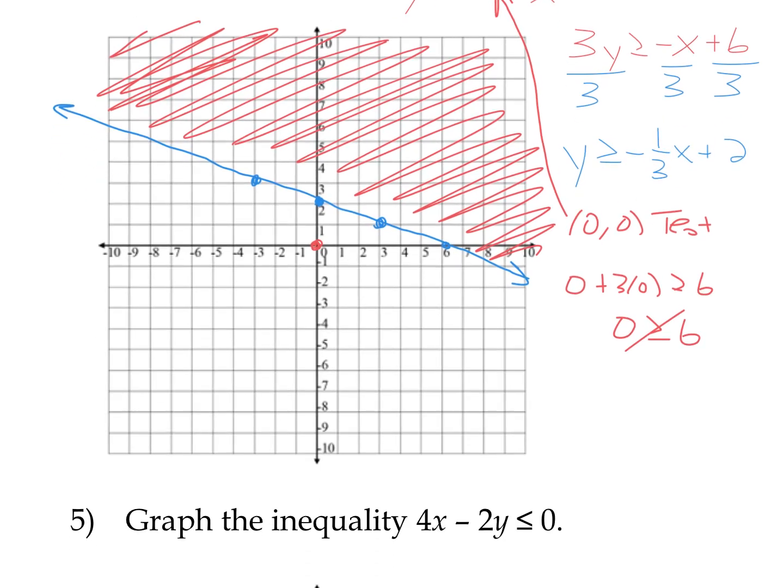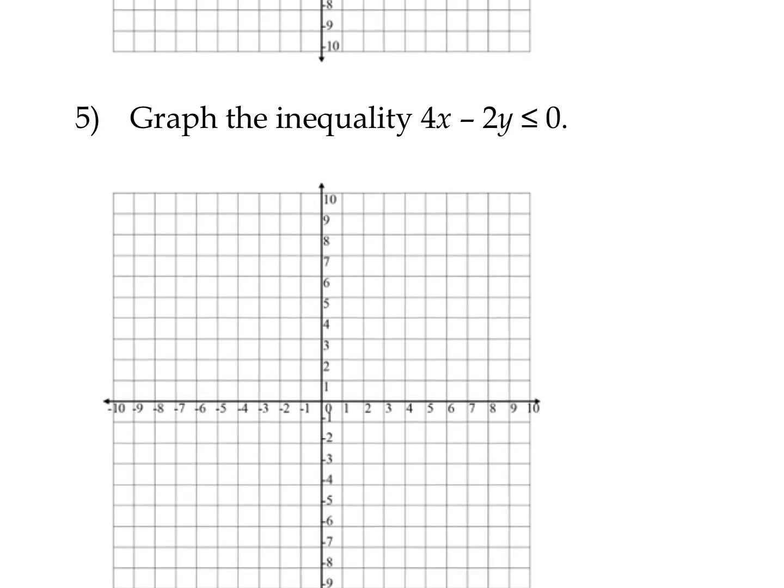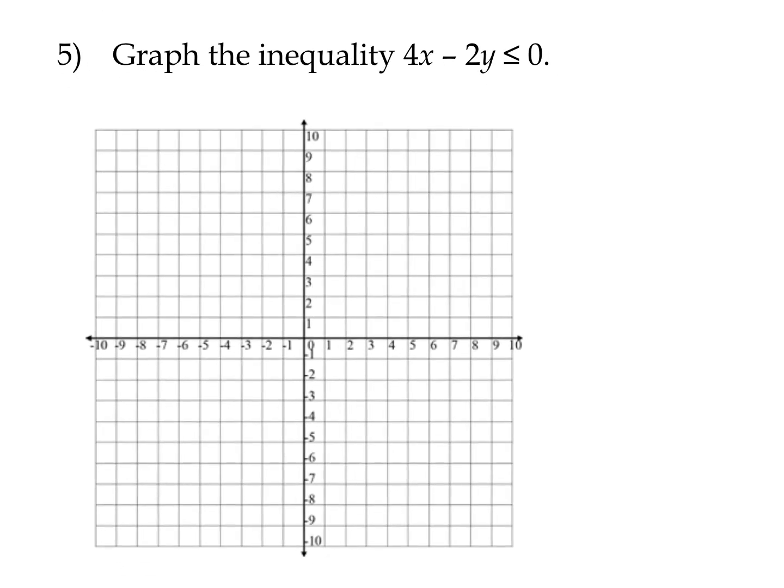All right, now let's see another example here, number 5. We got the inequality 4x minus 2y is less than or equal to 0. Again, I want to get the y by itself. So I'm going to subtract 4x on both sides. Subtract 4x, so I'm going to have negative 2y. Don't forget that negative sign there in front of the 2, minus 4x. And now I'm going to divide everything by negative 2.